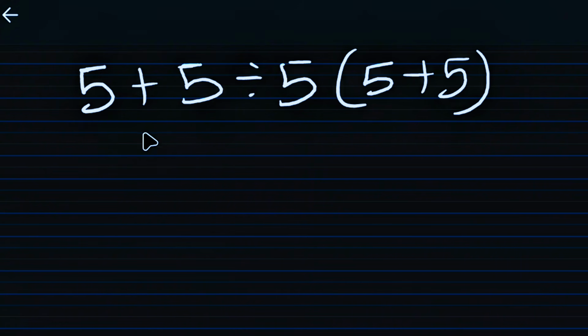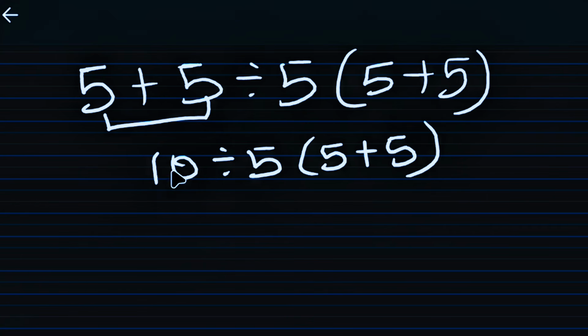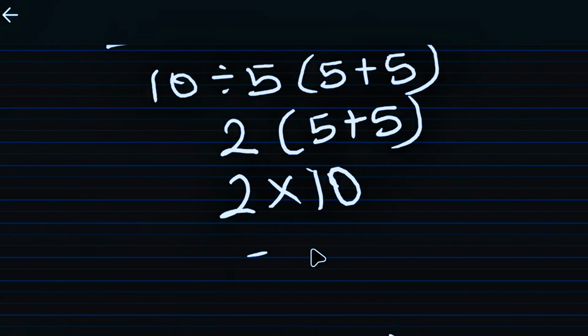In this given expression, 5 plus 5 divided by 5, in parentheses 5 plus 5. Now, most people, when solving this particular expression, added these two numbers together: 5 plus 5 equals 10, divided by 5, then in parentheses 5 plus 5. In their next step, they divided 10 by 5, which gave them 2, in parentheses 5 plus 5. Then they added the parentheses and had 2 multiplied by 5 plus 5 equals 10, and 10 multiplied by 2 equals 20.